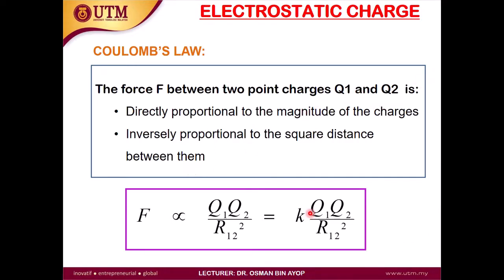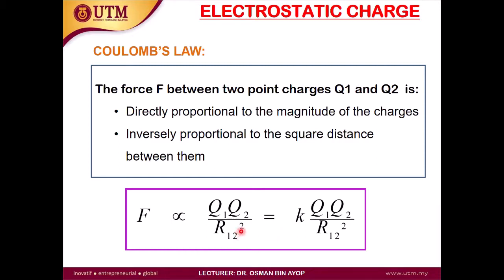Alright, referring to these equations, we can see here that the force is proportional to Q1 multiplied by Q2 divided by R12 squared. Or we can relate it with a constant K, where K is equal to 1 over 4 pi epsilon naught. That is a constant in free space.